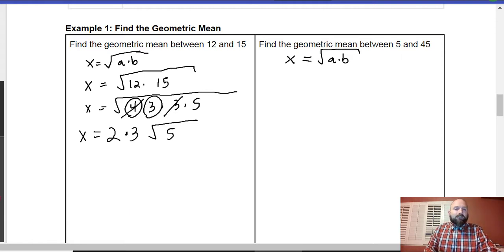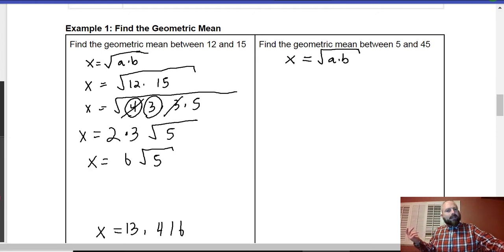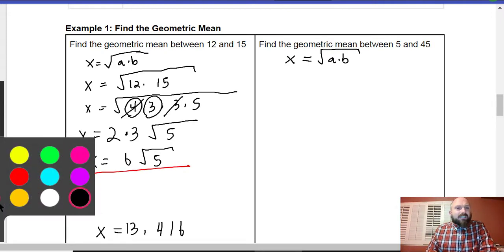I can't figure out the square root of 5, so the best I can do is x is equal to 6 radical 5. At this point, I'd want to solve for the square root of 5 times 6. So x, the geometric mean between 12 and 15, is 13.416. But wait, there's more. Some of these problems are going to say keep it as the simplest radical. So we did the intro so that you can keep that as the answer. You don't need to go on.